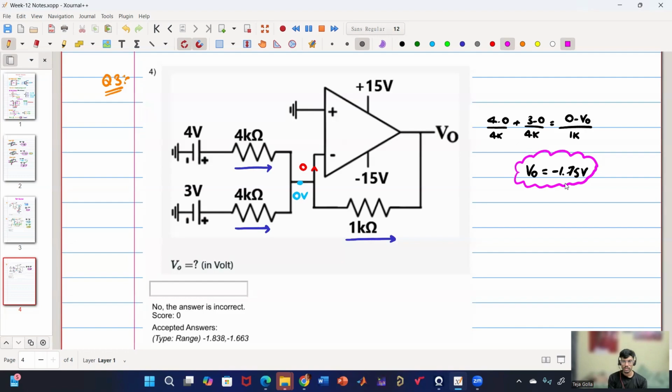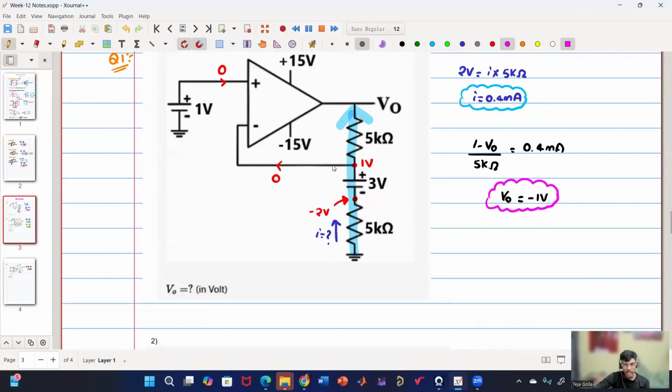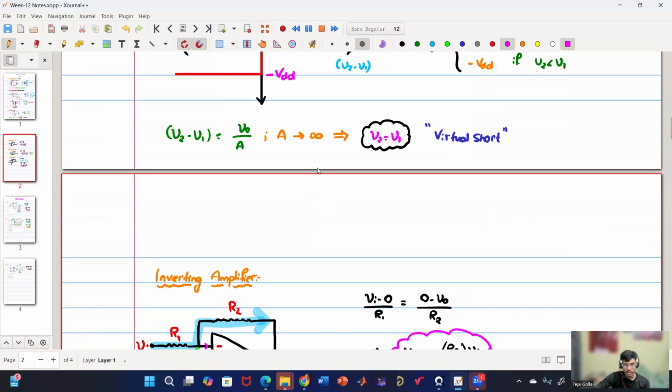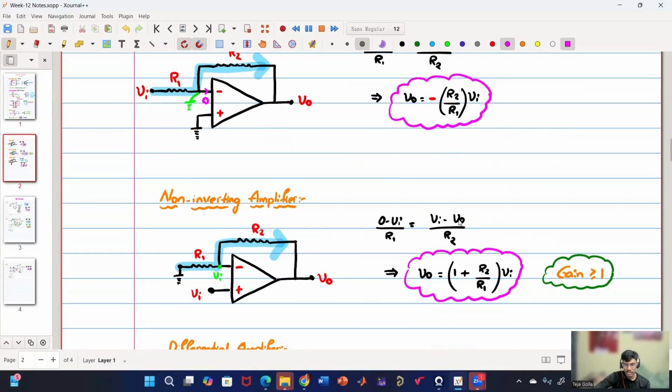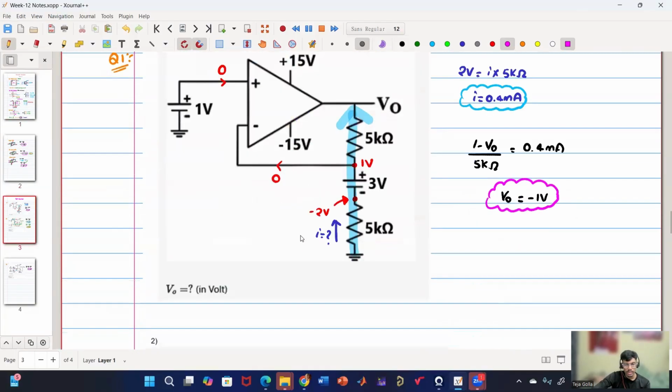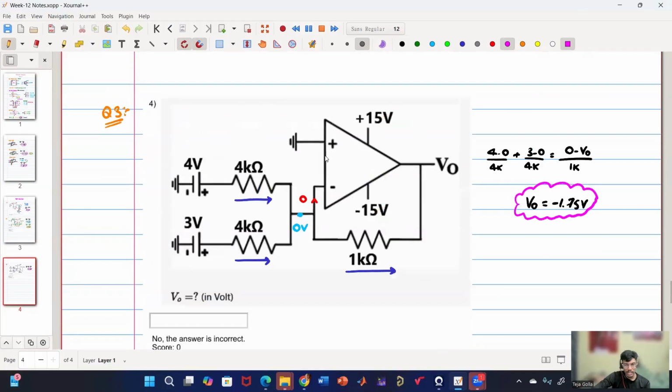Sir, how are there 0 volts? Because of the virtual short. I think you have missed what we were discussing. In the case of an ideal op amp, the negative terminal as well as the positive terminal, which we have represented by V2 and V1, will be equal. This is because of the virtual short property. So the plus terminal and minus terminal of the op amp will be at the same potential, and this is grounded, so this is also grounded. So this will be at 0 volt.